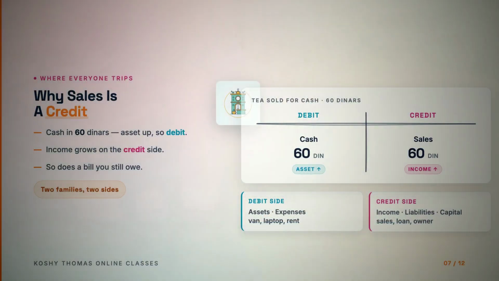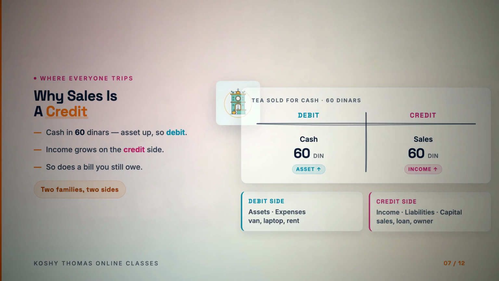Now the part that trips everyone. Same shop sells tea worth 60 dinars, cash. Cash came in, so cash is debited, 60. Fine. But what's the other side? Sales. And sales is credited. Wait, money came in, and we credited something? Yes. Because income grows on the credit side. Same with what you owe. A supplier bill you haven't paid grows on the credit side too.